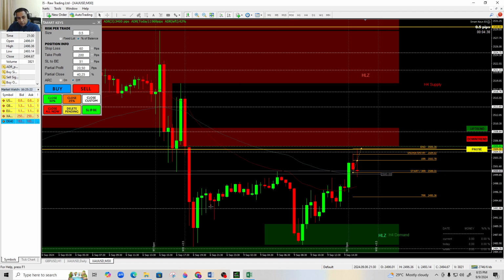That's a big drop here. That's the start of it. This candle open is 2505.22. Price broke below that and dropped 200 pips, and we're back there for the first time right now.